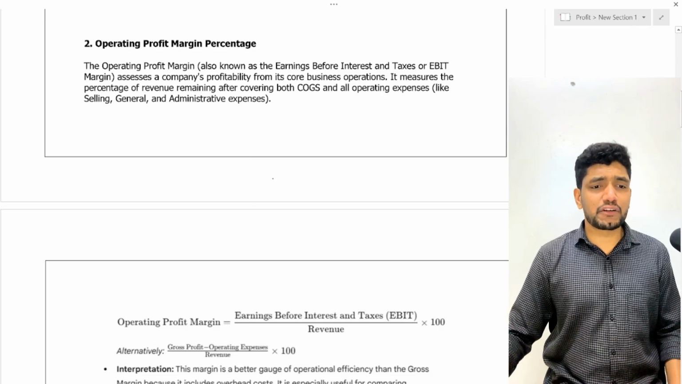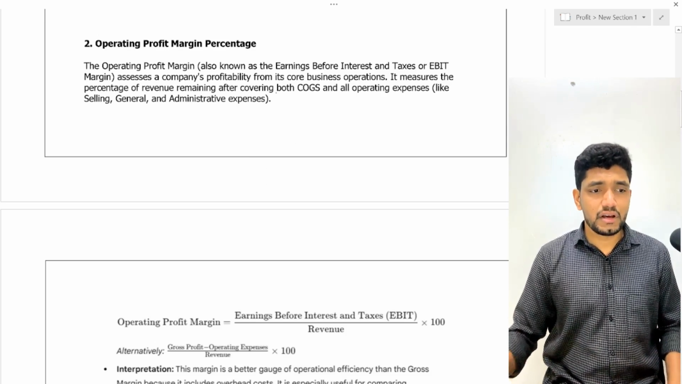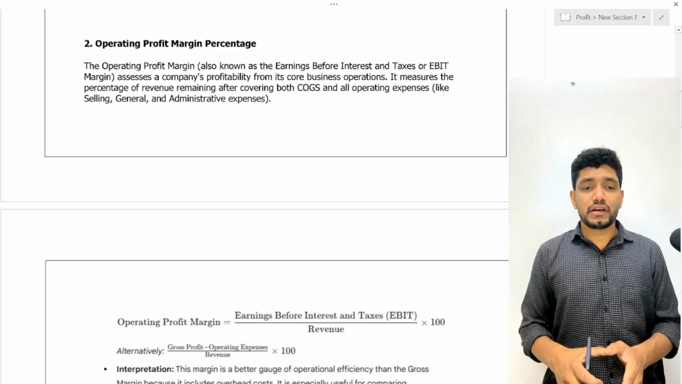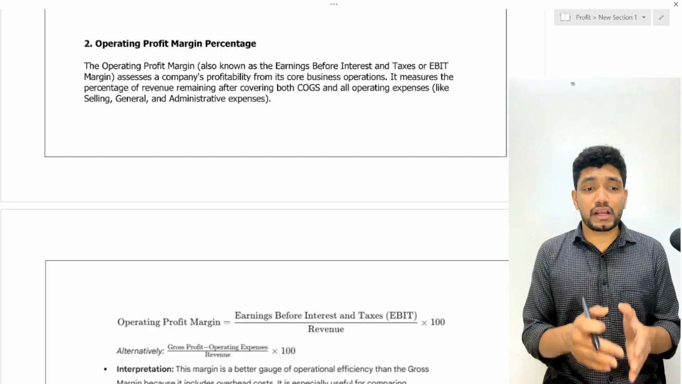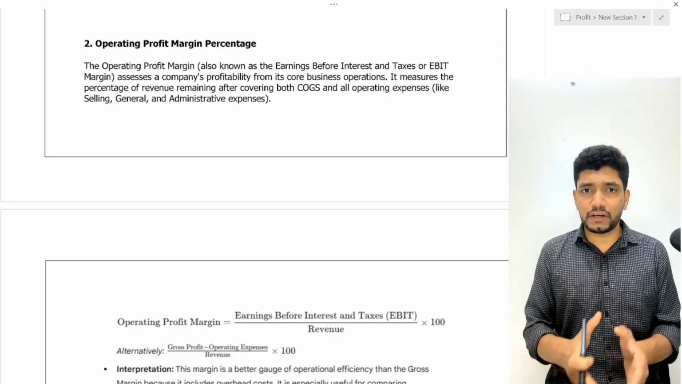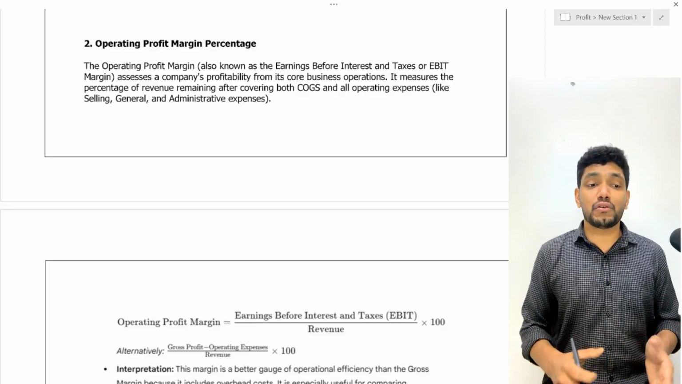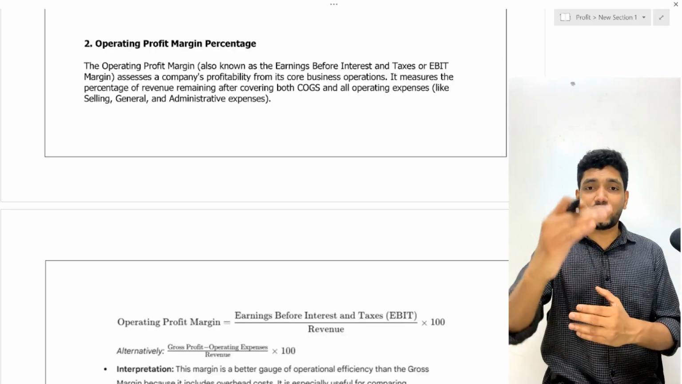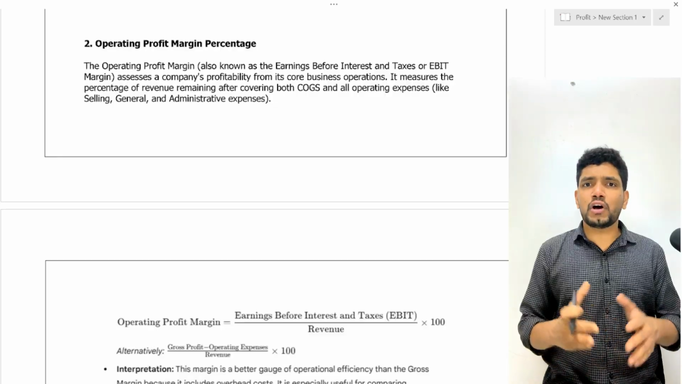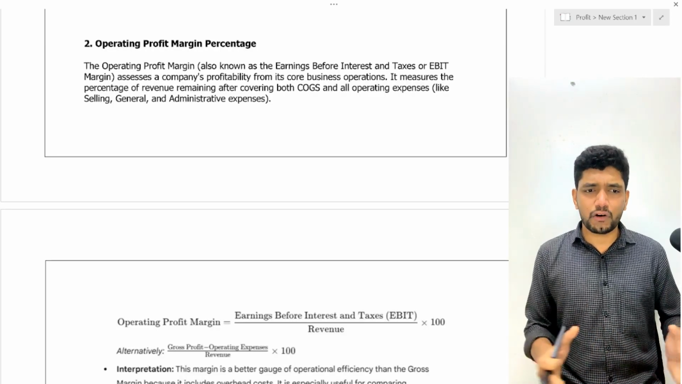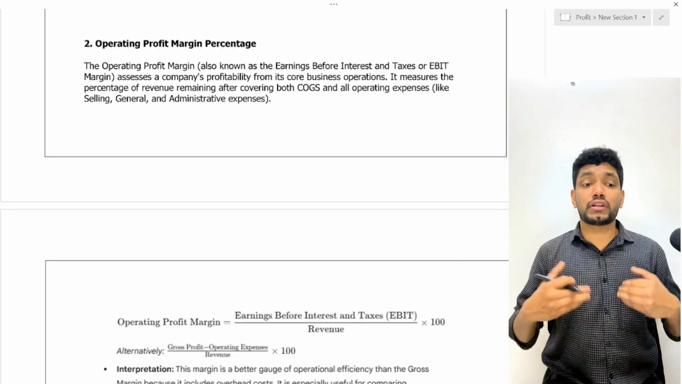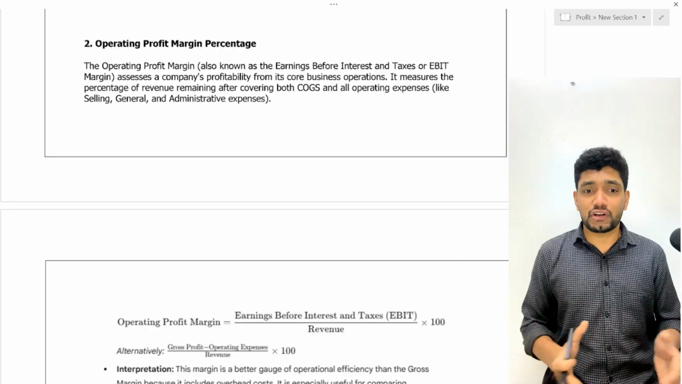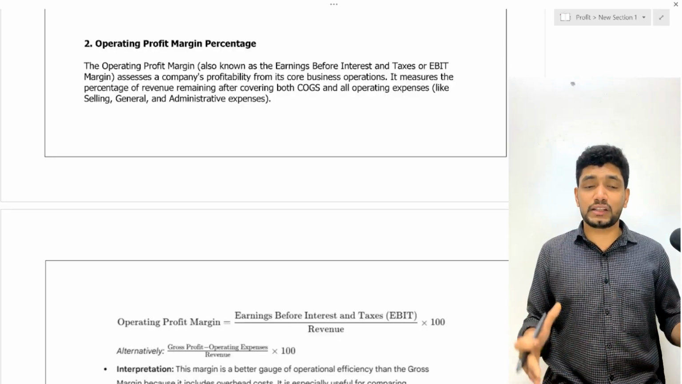Operating profit, also known as earnings before interest and tax, assesses a company's profitability from its core business operations. It measures the percentage of revenue remaining after covering both the cost of goods sold and operating expenses. As we said, operating profit is the second layer. The first layer is gross profit, the second layer is operating profit. Operating profit covers all the operating expenses, which include first the cost of goods sold, then selling, marketing, and administration. All the operating expenses are covered in the operating margin.